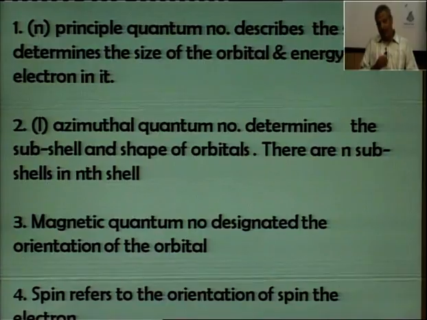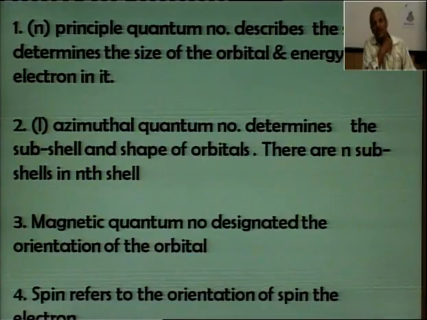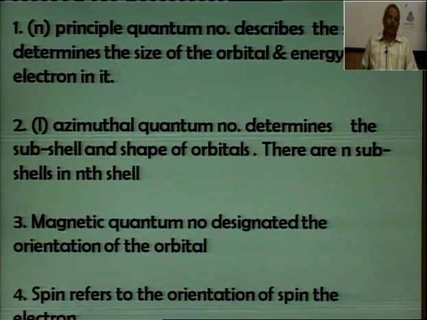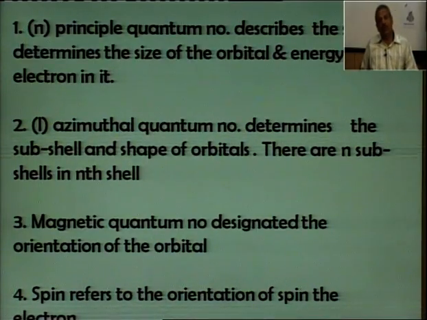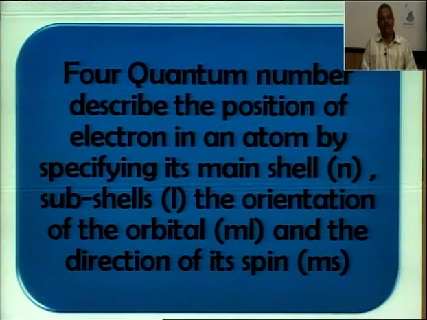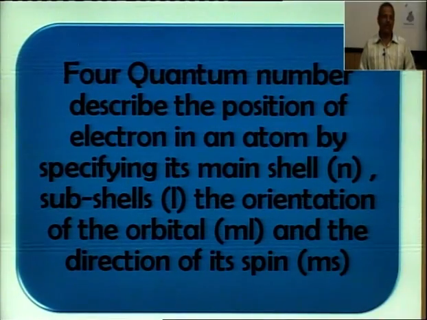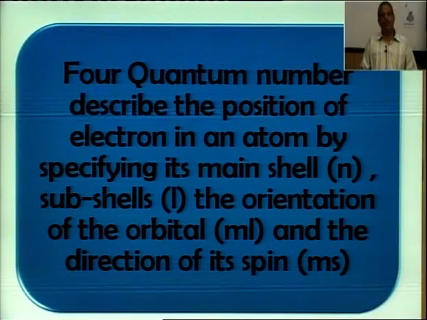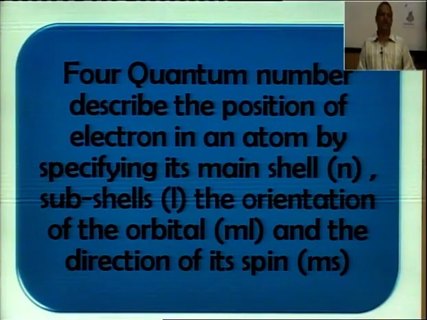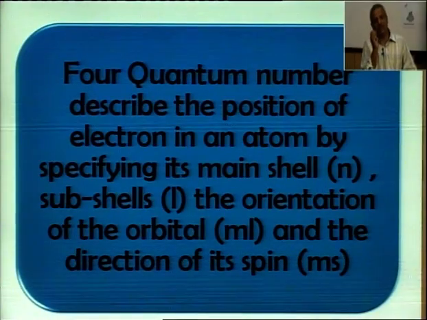The magnetic quantum number, represented by m, tells us the orientation of the orbital, while spin refers to the orientation of spin of the electron in an atom. So, the 4 quantum numbers describe the exact position of the electron in an atom by specifying its main shell, subshell, the orientation of the orbital and the direction of its spin.